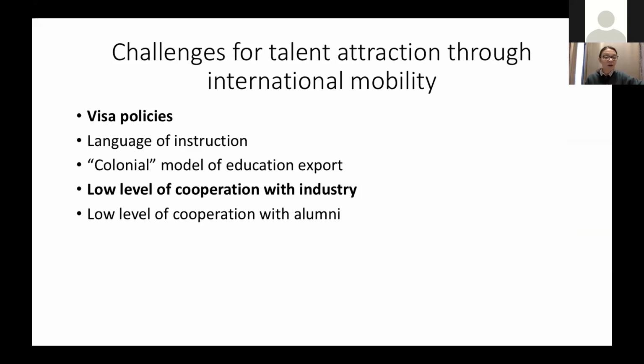And low level of cooperation with alumni, that's another factor that hinders talent attraction, because alumni can be a very useful, helpful channel of promoting education and in general for keeping ties with students who already returned to their countries but still can collaborate with Russian universities, for example.